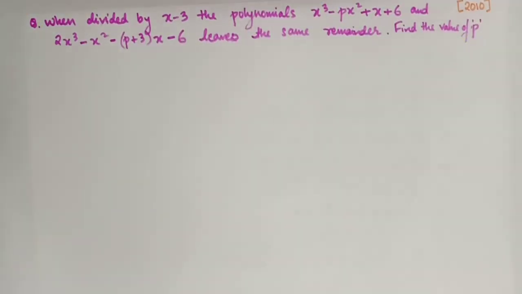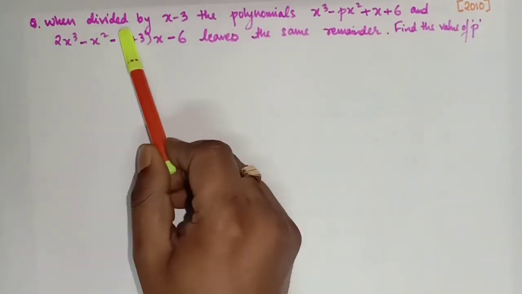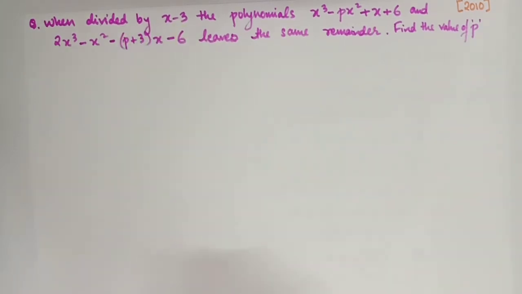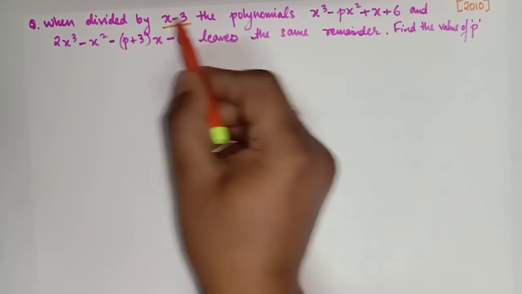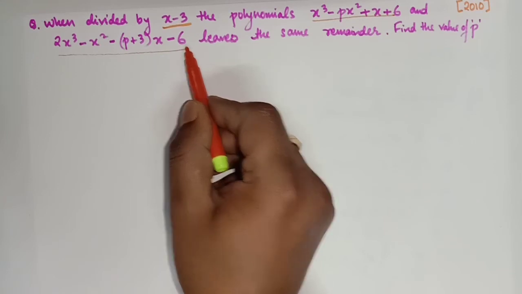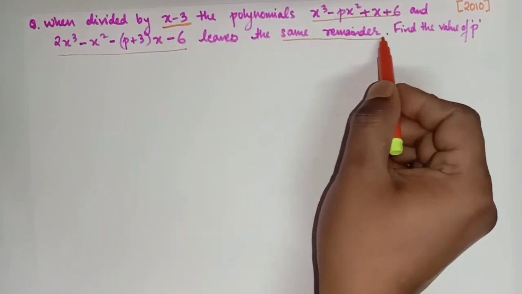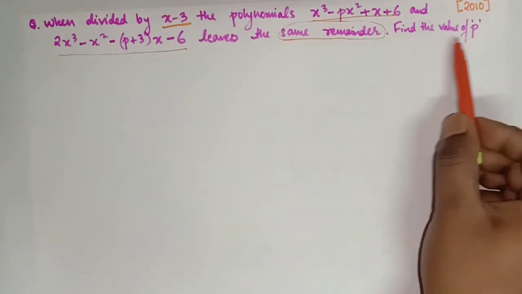So here comes one of the very important questions, and it carries 4 marks. And you can see here, it's 2010. When divided by x minus 3, that means what happened in this question is that x minus 3, we are dividing to this also, and to this also, and we are getting the same remainder. So these are the keywords. Okay, and we have to find the value of p.